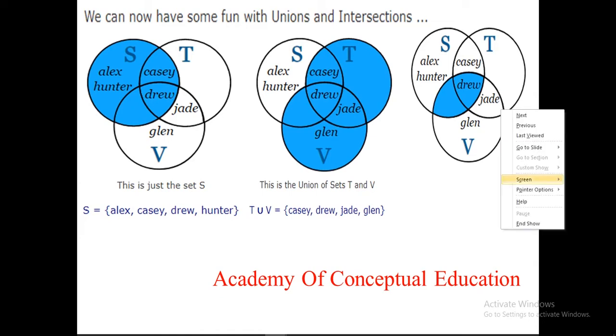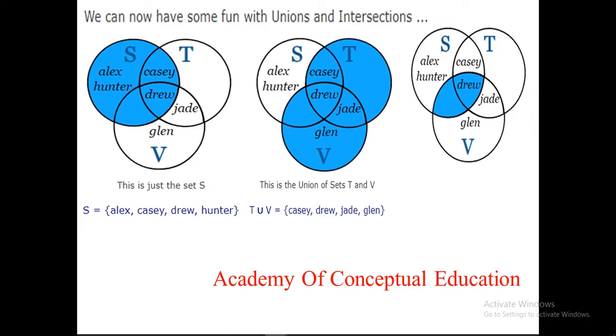Now in the third one we can see S intersection V, because this is the region of intersection between S and V and T. So you can see here this will be the intersection of S and V. This region shows the intersection. So from the Venn diagram we can clearly identify the union and intersection of any set.